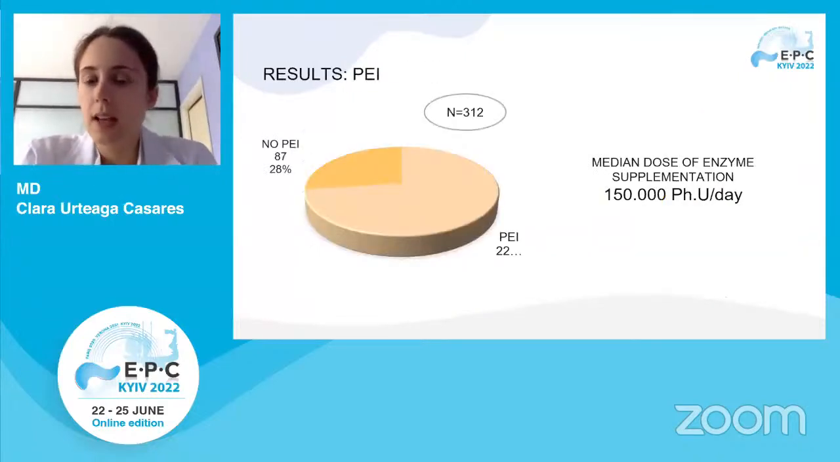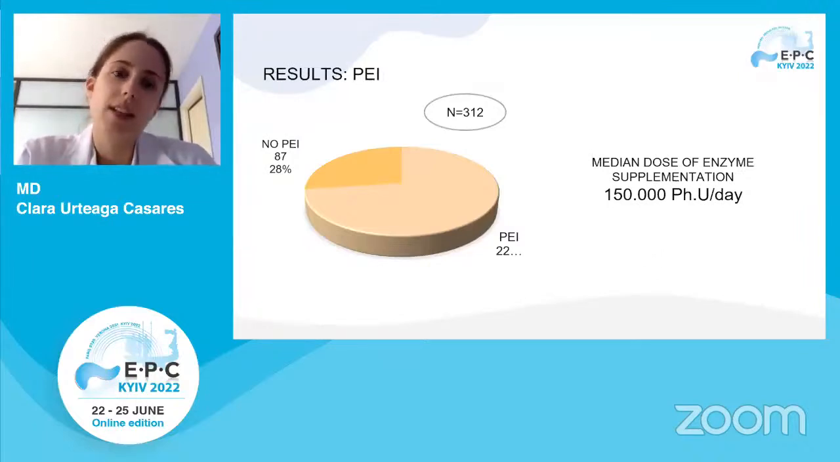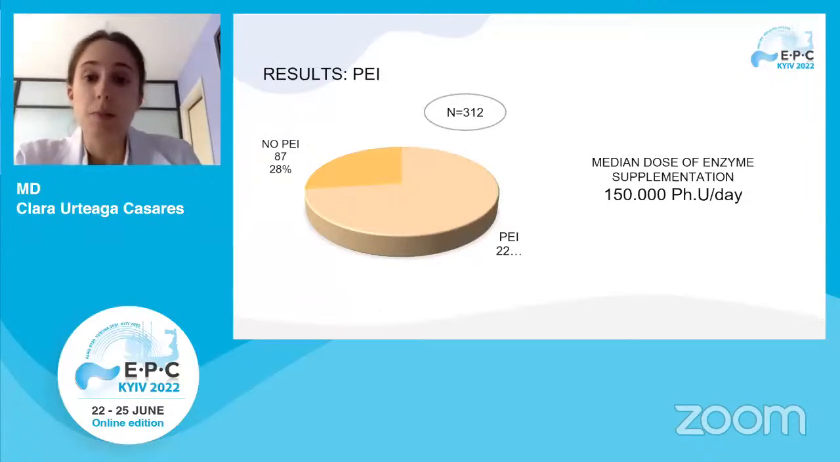We are going to start by looking at results about PEI. There was a majority. I'm sorry, you cannot see this well in the presentation, but there were 205 patients diagnosed with PEI. And the pancreatic function test that was mostly used was fecal elastase. These patients took a median dose of enzyme supplementation of 150,000 units per day.